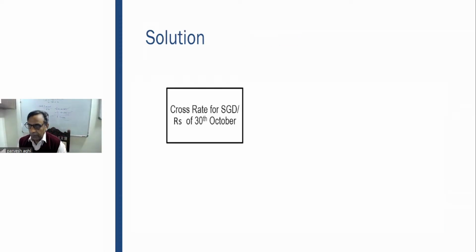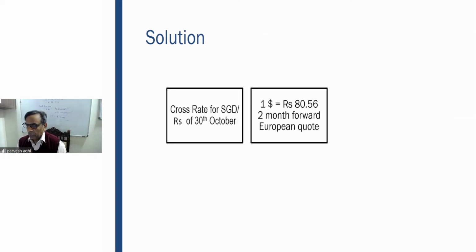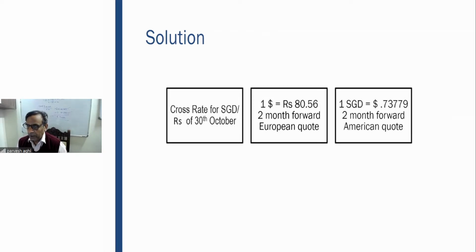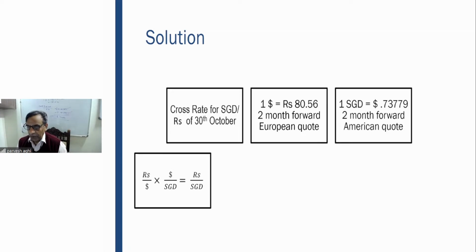So the cross rate for Singapore dollar on 30th September is given to you. So $1 is equal to rupees 80.56. That's the 2 month forward rate, which is the European quote. So 1 Singapore dollar is equal to so many dollars. So we have got the American and the European quote. We have achieved that. So now we can simply, using this equation, where the dollar cancels out, we'll be left with rupee Singapore.